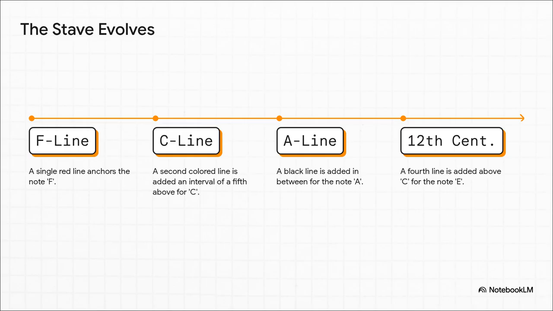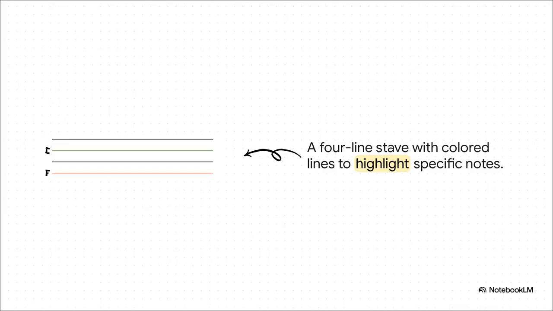Of course, you can imagine one line wasn't going to be enough for very long. So, slowly and pretty logically, the system started to grow. A second line was added for the note C. Then, a black line for A got squeezed in between, and by the 12th century, a 4th line for the note E showed up. Each new line was just another step toward getting more and more precise. And the end result was this. A 4-line stave. The colored lines were still there, helping musicians find their bearings really quickly.